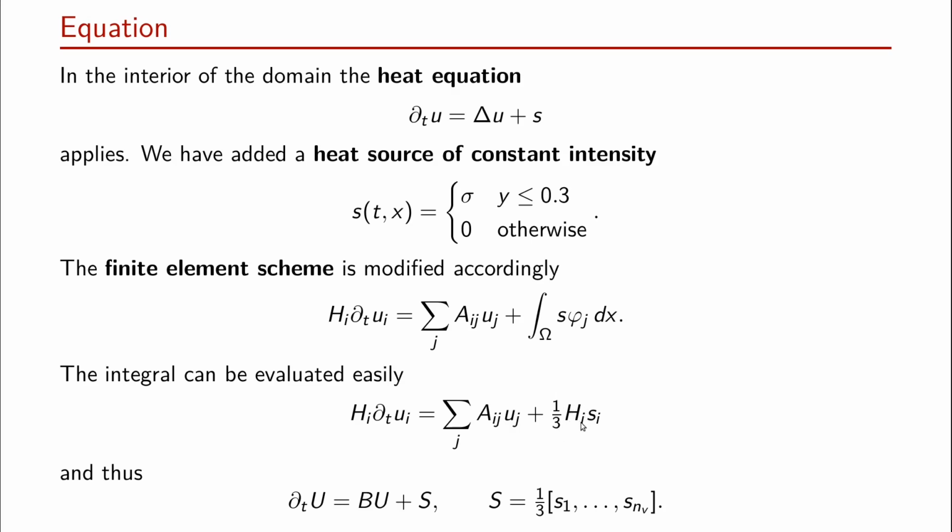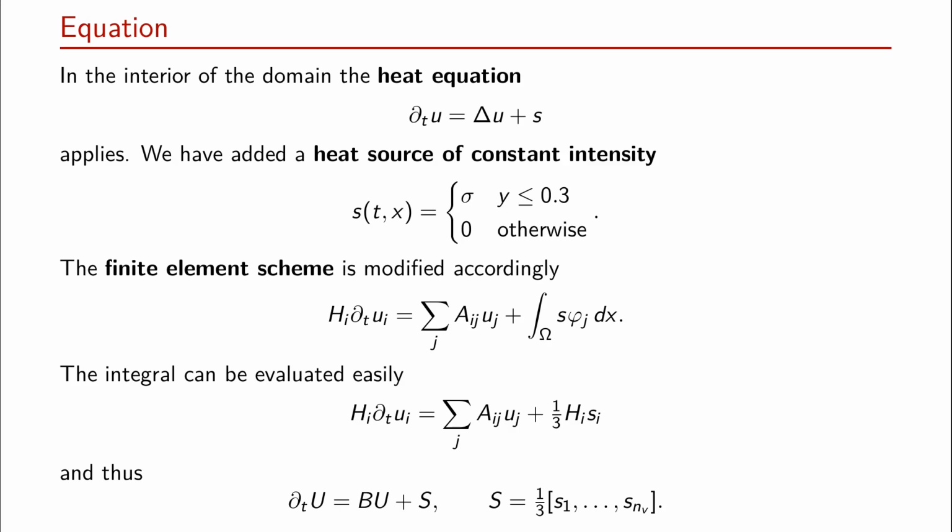Remember, hi is the area of all of the triangles that are adjacent to the point i, the point where the ith test function is 1. This is the same thing that we used before on the left-hand side for the mass lumping. And then we have the value si, which in our case will be either sigma or 0, depending on where we are in the domain.